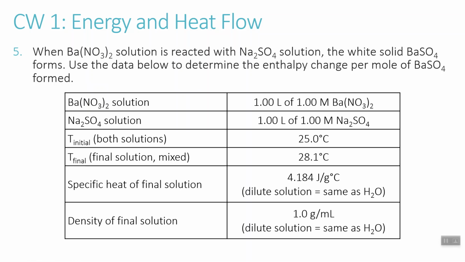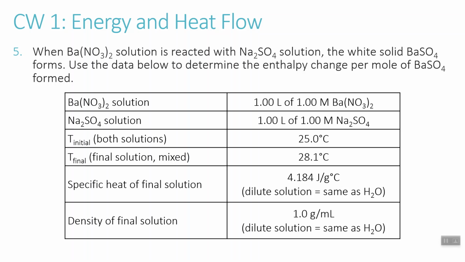Okay, so in this question, we have two solutions that are being mixed together, and they're starting at an initial temperature of 25, and then when they're mixed together, the temperature goes up by a little bit here, about 3.1 degrees. So this tells us that the reaction that's happening inside the solution is giving off heat. It's exothermic, and the water is absorbing that heat and increasing in temperature. So if we can figure out what quantity of heat is transferred to the water, we can figure out how much heat was given off by the reaction.